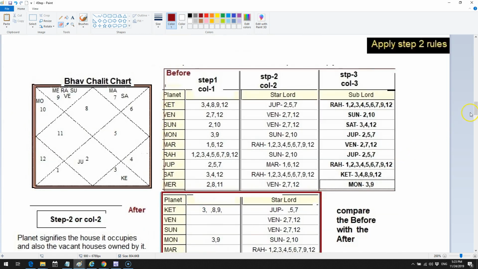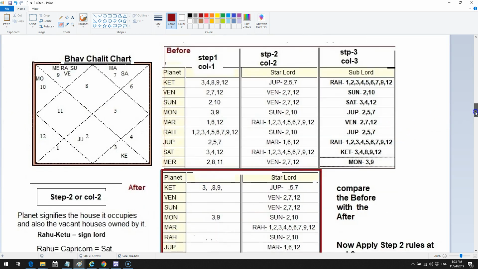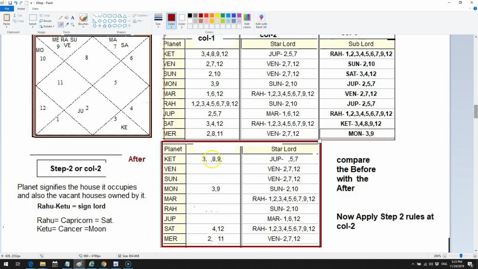So now let's look at the step 2 rule. Jupiter we have already taken care of from step 2. Now let's look at Venus. Where is Venus? Venus is in 2nd house. The 2nd house we will retain, and the houses owned by Venus, let's see whether those are vacant or not.